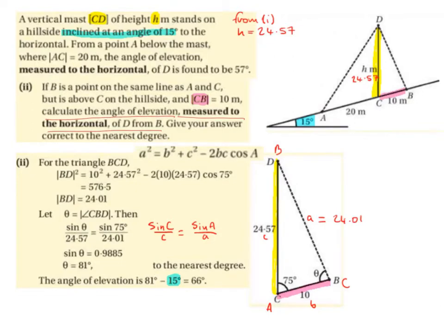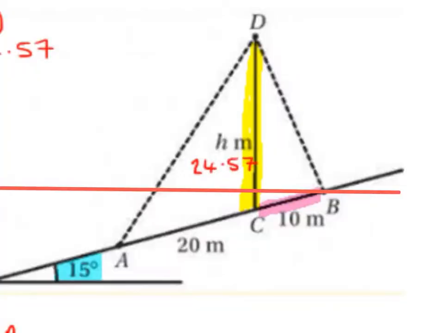So we're trying to find the angle of elevation measured to the horizontal of D from B. So this is D and this is B. So we're trying to find the angle of elevation of D from B. So I'm going to have to draw in the horizontal so we can see better what we're looking for. So this is the horizontal line, and this is the angle of elevation of D from B. So this is what we're looking for.